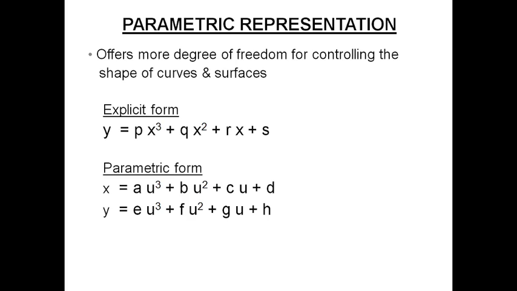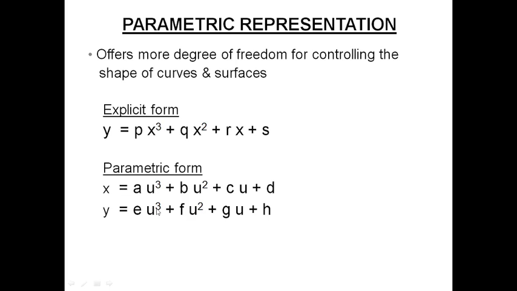These parametric representations offer more degrees of freedom for controlling the shape of curves and surfaces. Let us see the explicit form of this equation, where y is represented with the help of the x variable, which is an independent variable, and on the other hand you have this equation where au cubed plus bu squared plus cu plus d is representing x, and similarly you have a separate representation of y. So you can see that the number of coefficients in this x is 4 and in this y is again 4.